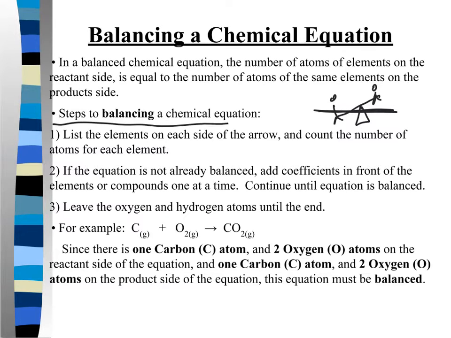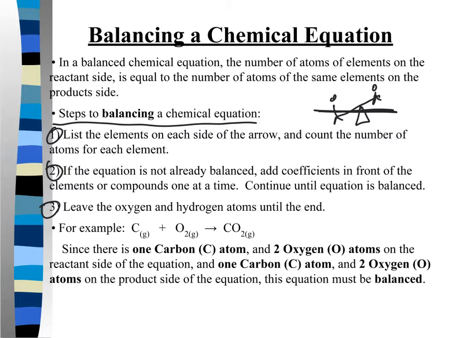So steps to balancing a chemical equation. First one here, list the elements on each side of the arrow and count the number of atoms of the element. And we'll go through an example here. Number 2, if the equation is not already balanced, add coefficients in front of the elements or compounds one at a time. Continue until the equation is balanced. And 3, leave oxygen and hydrogen atoms until the end. So whenever you see hydrogen or oxygen in a chemical equation, balance them at the very end.